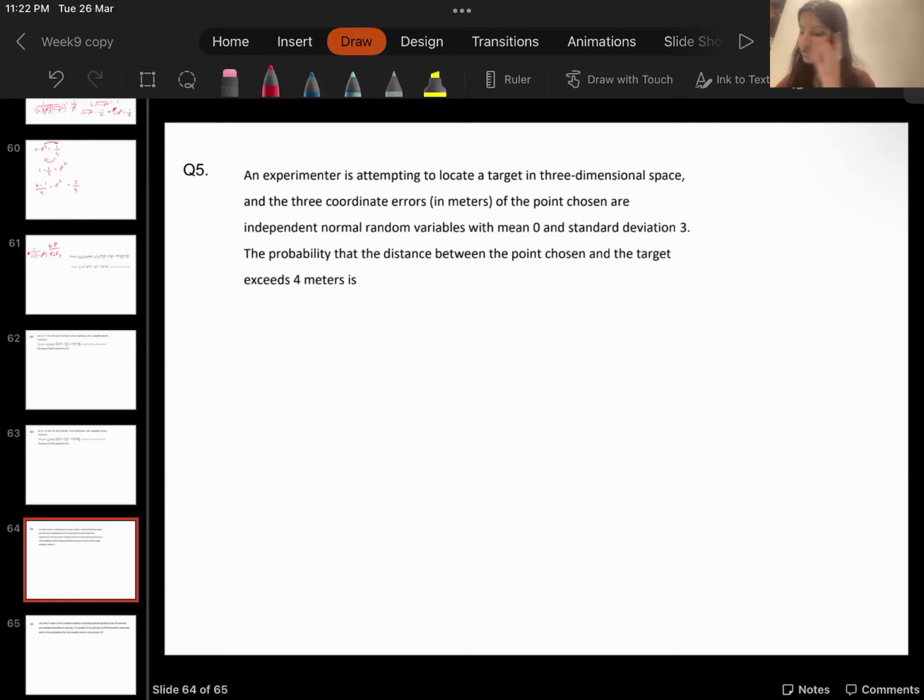Okay, let's just move on to this question. An experimenter is attempting to locate a target in a 3-dimensional space, and the 3 coordinate errors in meters of the point chosen are independent. So there's a point chosen randomly.